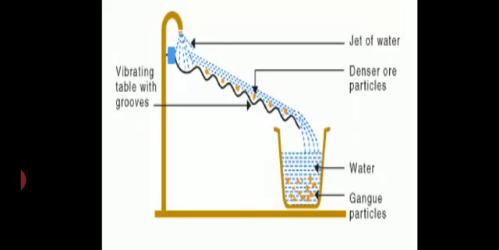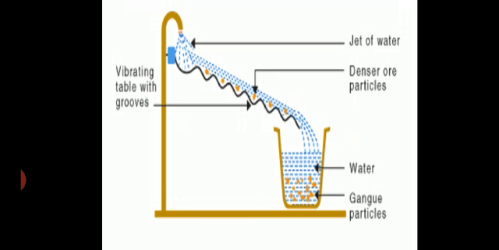A vibrating bed is given here, and the impure material, containing impurities, is poured from above, and a jet of water is sprayed. By doing so, the gangue particles, the lighter particles, settle down and the heavier particles remain in the bed itself. The denser, heavier particles remain in the bed, and the lighter particles flow with the water. But this method is seldom used.